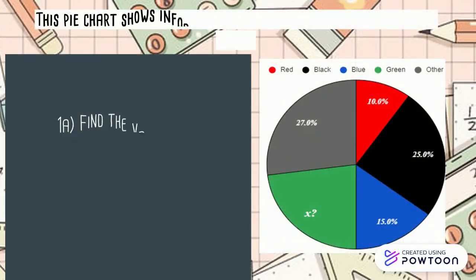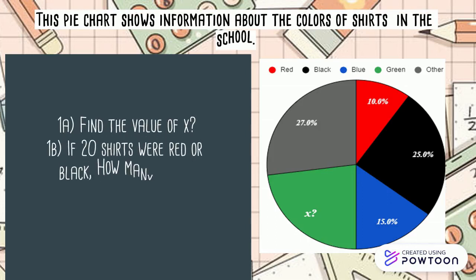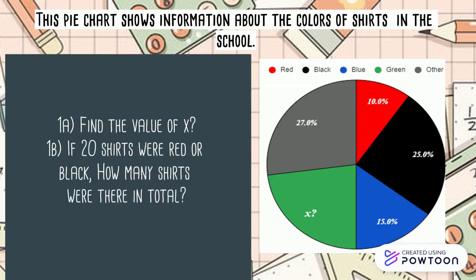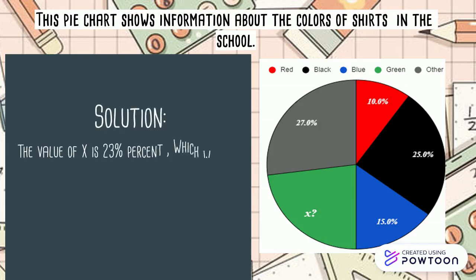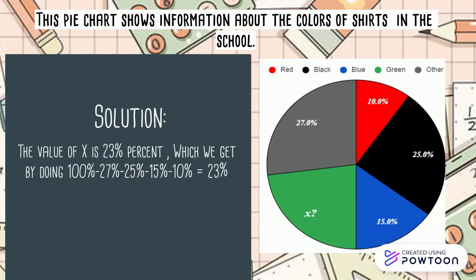In this question, we have to find the value of x. Then, we have to find, if 20 shirts were red or black, how many shirts there were in total. The solution for number 1 is that the value of x is 23%, which we get by doing 100% minus all the other ones. Now we're getting to the real question.